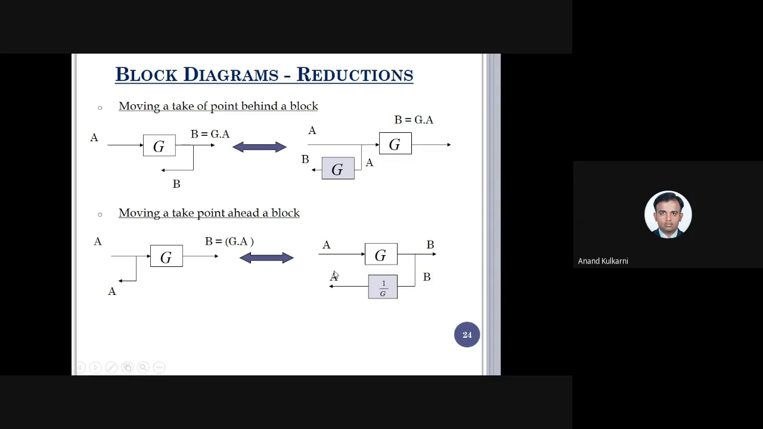Got it? So what was B here? B was equal to G into A. But what I want is only A. So this G has to go. If I want to remove that G, I should divide by G. So when the takeoff point is taken ahead, this signal is multiplied by 1 divided by the transfer function of the block which you have moved. Is it clear? Any doubts?